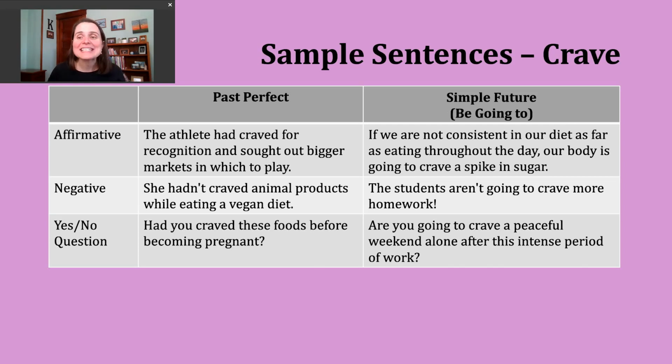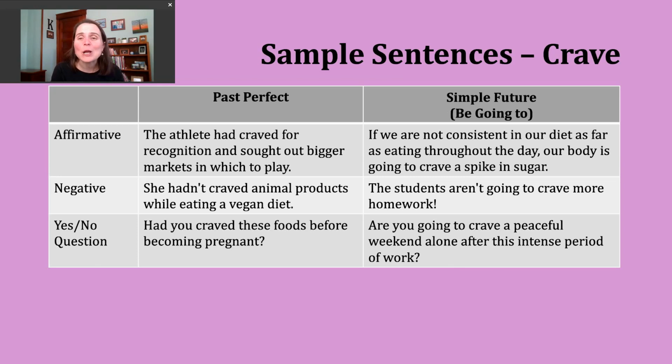Let's take a look at an affirmative example. If we are not consistent in our diet as far as eating throughout the day, our body is going to crave a spike in sugar. Okay, so our simple future here is coming in the second clause of the sentence. Our body, that's one thing, it is going to crave, right? It's going to desire things that contain sugar.